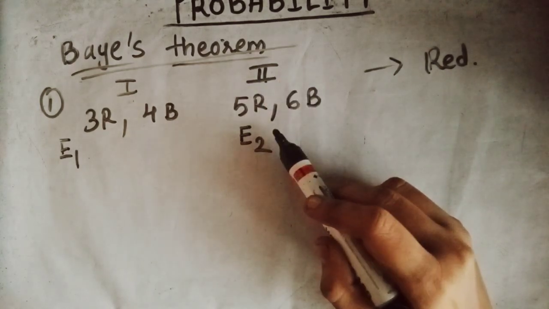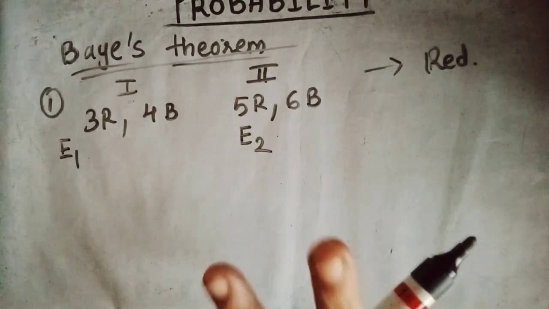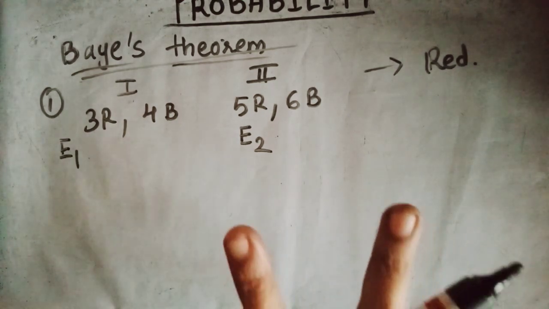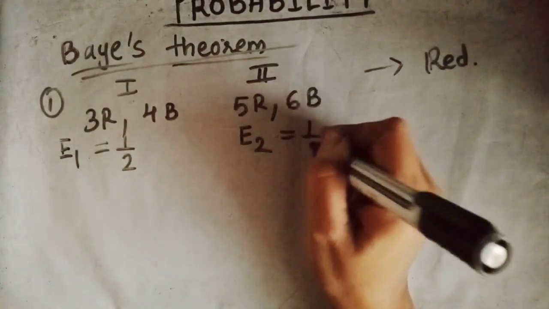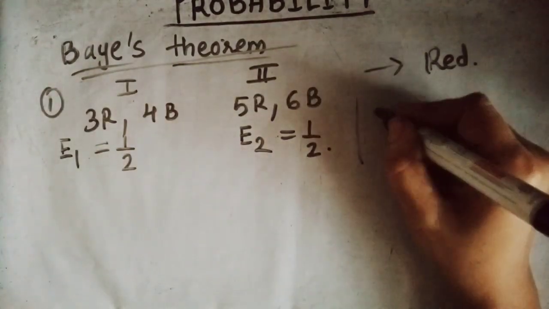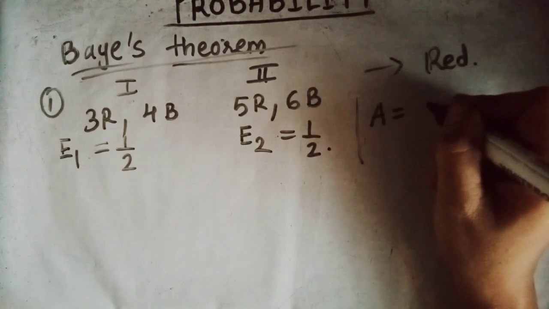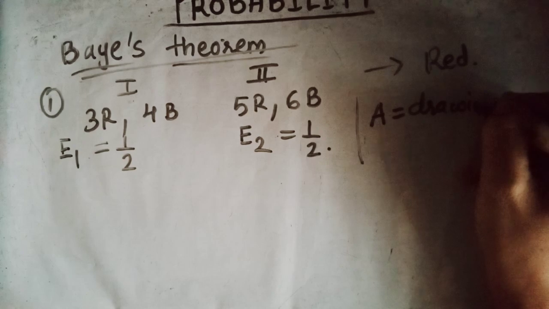Now 2 bags are there. So the probability will be what? You are choosing a ball from bag 1 and choosing a ball from bag 2. So 2 bags are there, so the probability will be half, right, for both. Now your A event you have to define. That is, A event will be drawing a red ball.